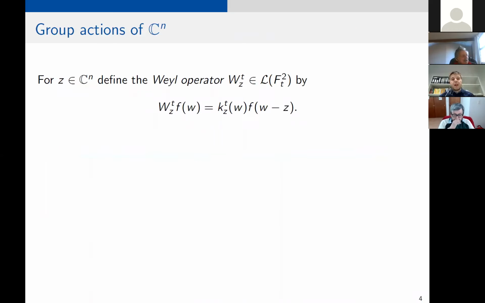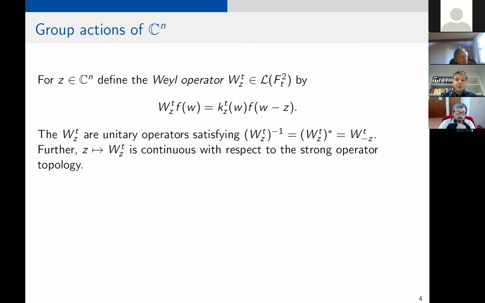All right, so what else is there on the Fock space? We have group actions of C^n. I'm going to define those now. So first of all, for setting up the group actions, I need the Weyl operators. The Weyl operator W_z for z a fixed point from C^n is defined by, if you apply it to a function f, you shift the argument of f by z, and afterwards multiply by the normalized reproducing kernel at z.